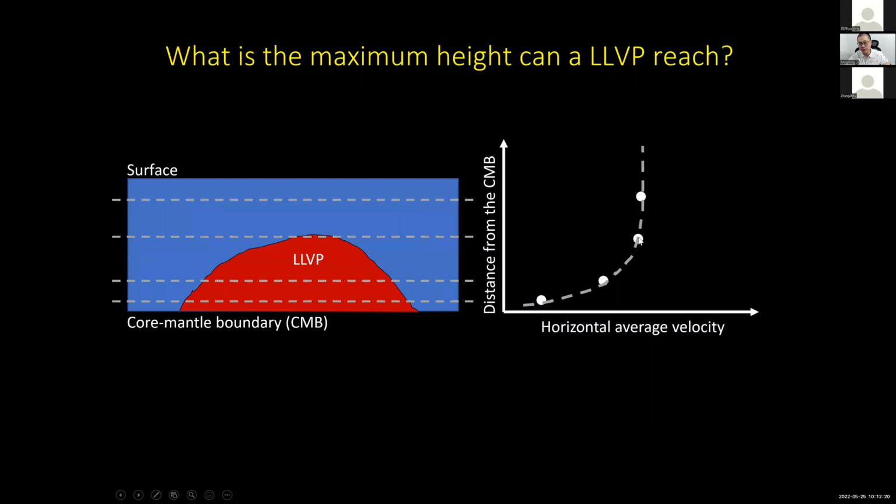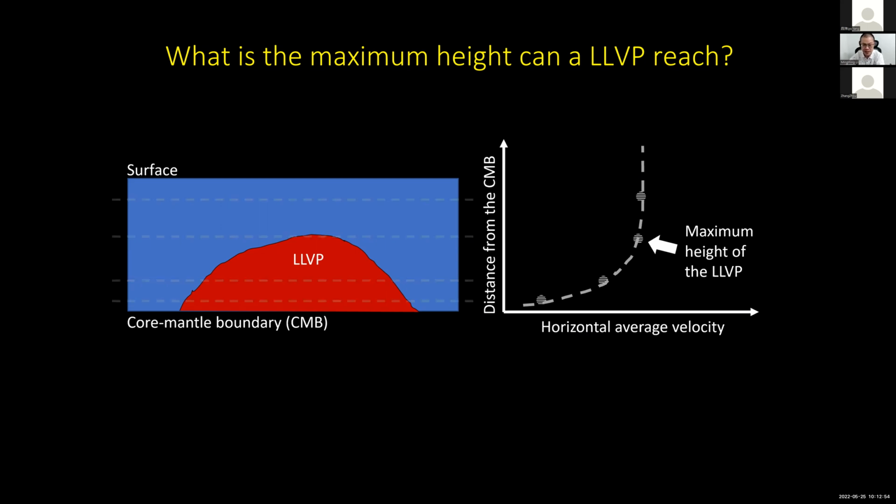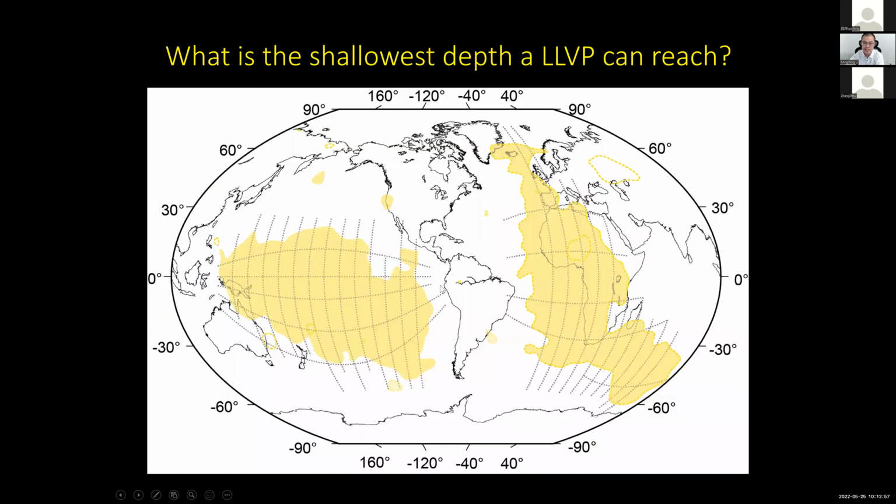You can also calculate the gradient, and the gradient will be very different at this point than at the other points. We define this point as the maximum height of the LLVP. This approach is very simple, but it allows us to process lots of cross sections and lots of seismic tomography models. We don't even need to worry about how to define LLVP regions. We just do this naive calculation, very simple, and we apply this method to the seismic tomography models.